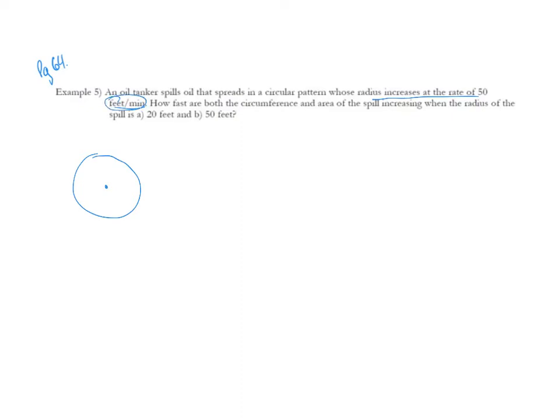Now, once I see a unit measure that is not just feet, it is feet per minute, that means that I am dealing with a rate. They did also mention rate in the problem. So out of my given information, dr dt, the change in the radius over the change in time, is 50 feet per minute. We're going to keep that off to the side. Now it says, how fast are both the circumference and the area of the spill increasing when the radius of the spill is, again, going with part B, 50 feet. All right, let's deal with the circumference first.